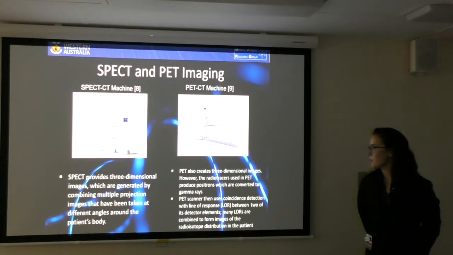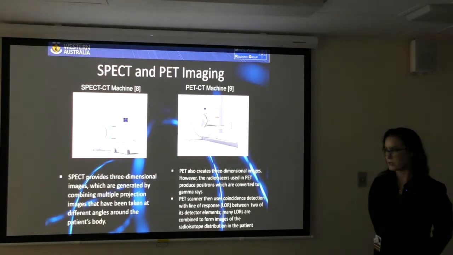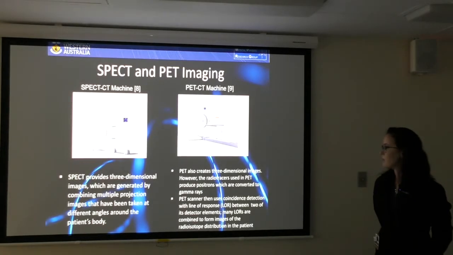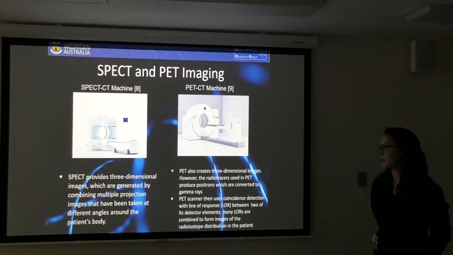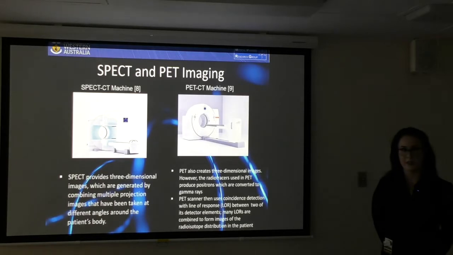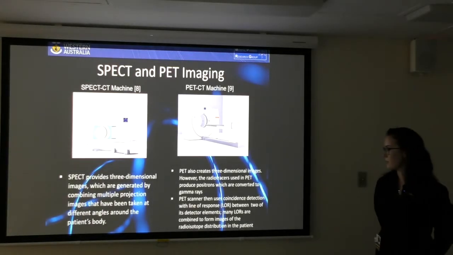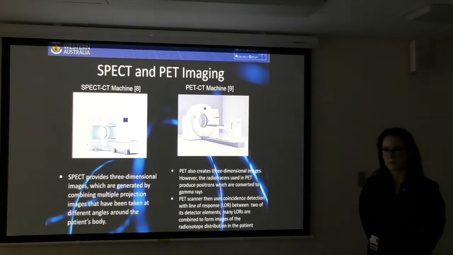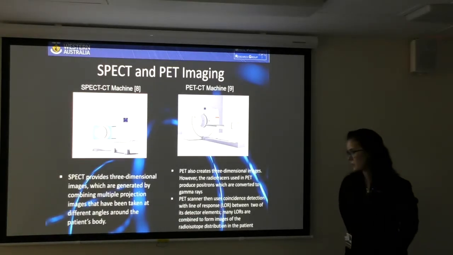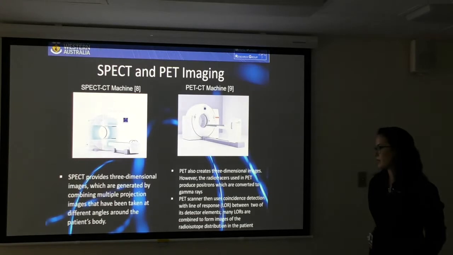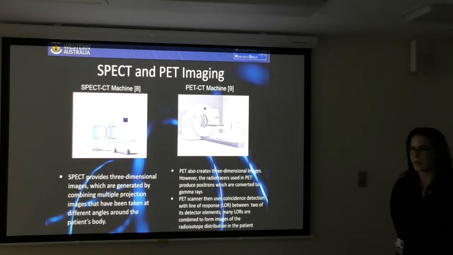The PET CT also creates these three-dimensional images. However, the radiotracers used in PET actually produce positrons, which are then converted into gamma rays. The PET scanner then uses coincidence detection, line of response, or LOR, between two of its detector elements, and many LORs are then combined to form an image of the radioisotope distribution in the patient.